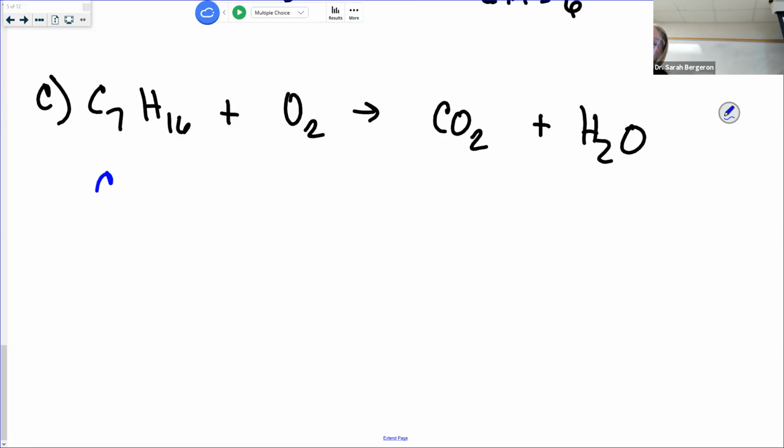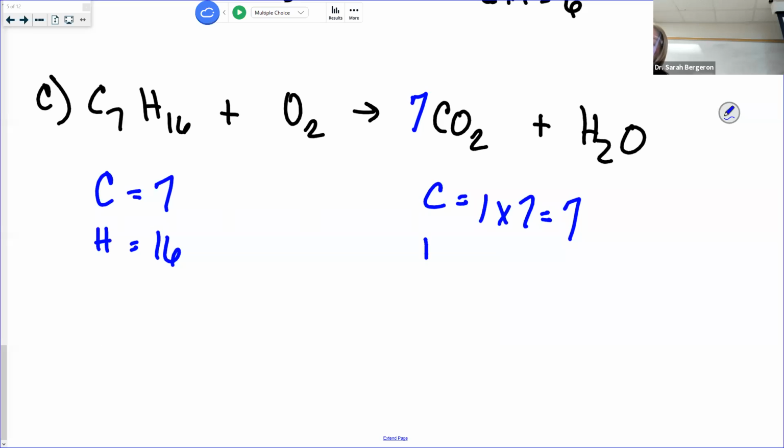Carbon, sure. Carbon, how many on the reactant side? How many on the product? What do we do? Put a 7, so that's 1 times 7 is 7. Okay, now what? Don't do oxygen. Let's look at hydrogens. How many on the reactant side? 16. Hydrogen, how many on the product side? 2. How do I make that work? An 8. Okay, now what?